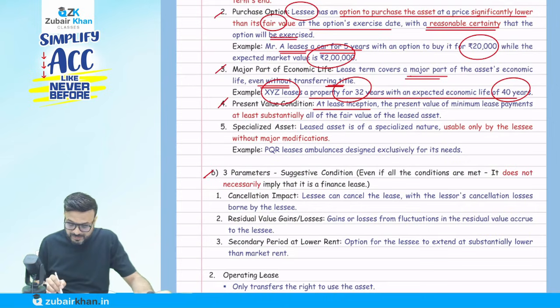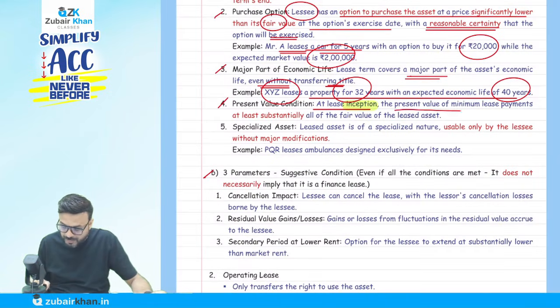Then they say the present value condition at lease inception. Inception means at the starting of the agreement. At lease inception, the present value of the minimum lease payments amounts to at least substantially all of the fair value of the leased asset.